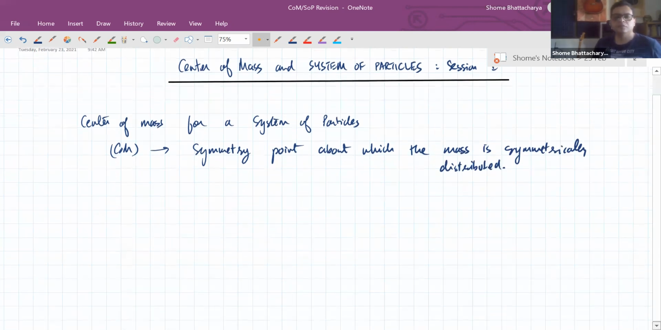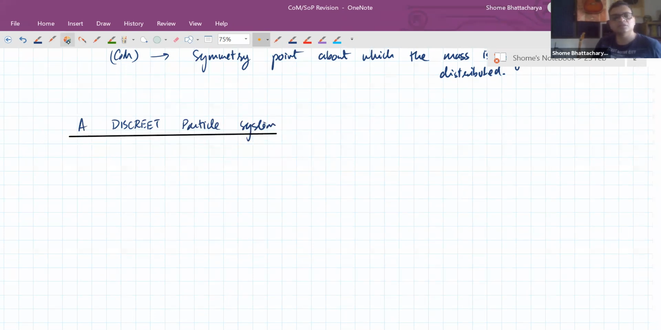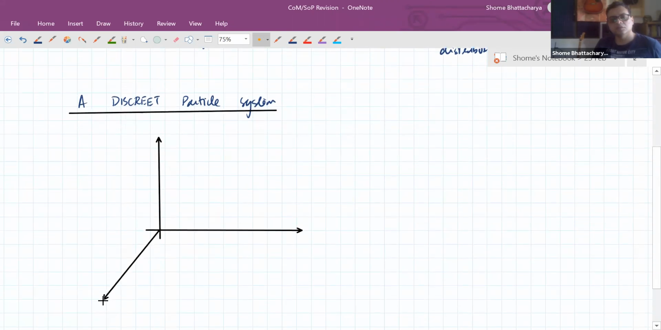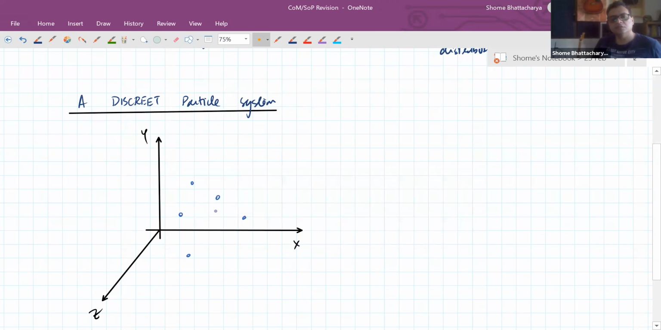So for example, if we have a discrete particle system, that means individual particles or individual lumps of mass, where our particles are distributed in three-dimensional space in general with respect to a rectangular coordinate frame, let's say, if our particles are distributed like this in a certain region, so M1 is at position X1, Y1, Z1, M2 is at position X2, Y2, Z2, and so on and so forth.